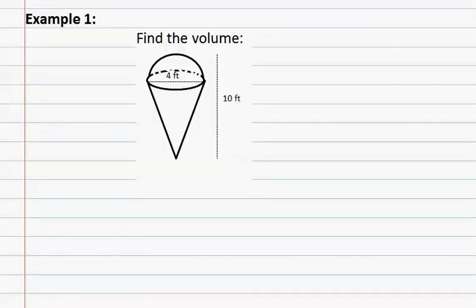Example one shows an image that looks like an ice cream cone with the dome on top. We do not have a formula for this shape. We do, however, have formulas for both a cone and a sphere. Since this looks like the combined shape, we will be using these formulas. In blue, I have shown the outline of the cone. In red, we can see that we have half of a circle. We will be using these two to determine the final volume.